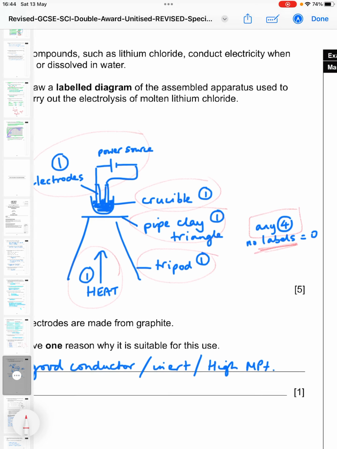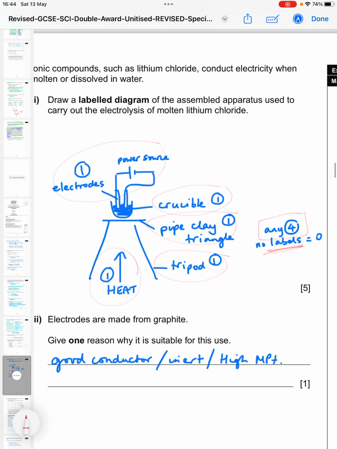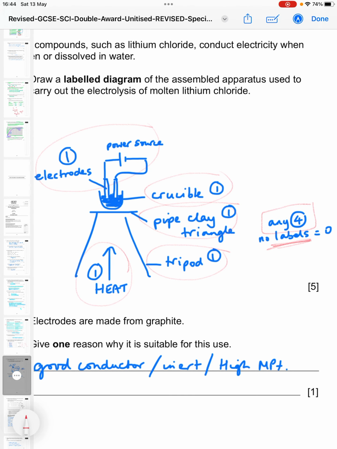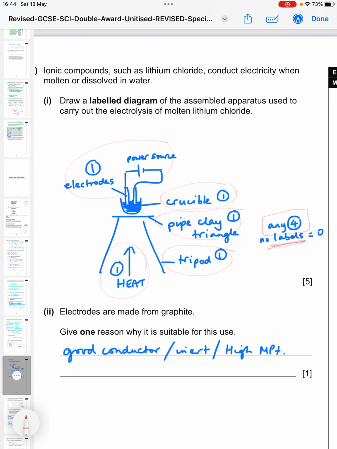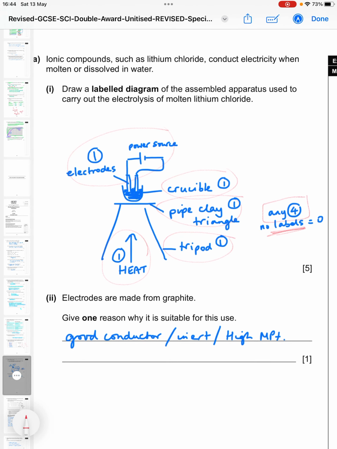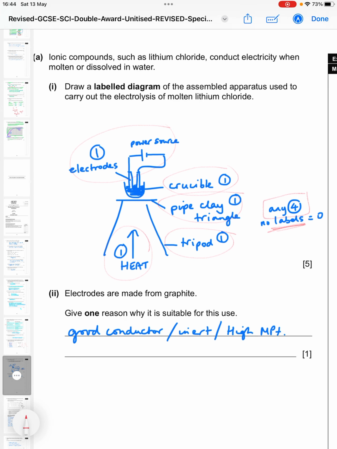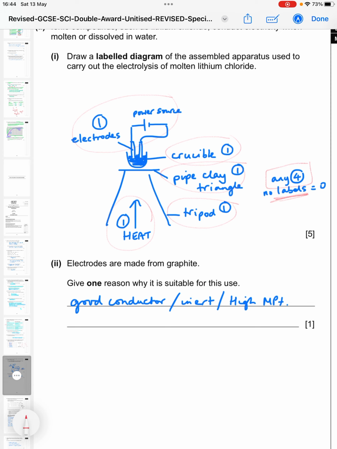So if you had any 4 of those things labelled, you would get your marks. Actually, it should be any 5 of those. So if you had no labels, it was 0. I think actually it was if you had any 4 of them, and then the labels were your extra.